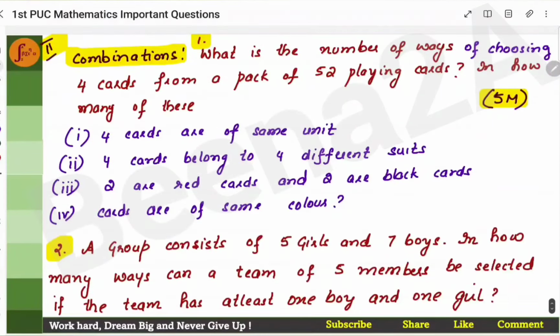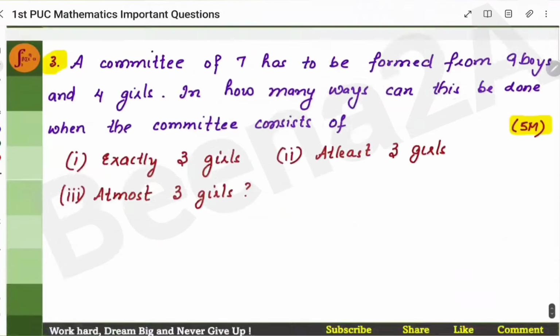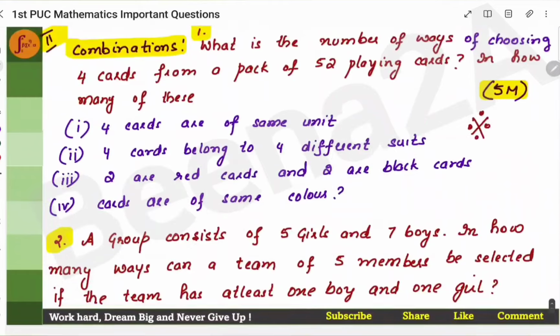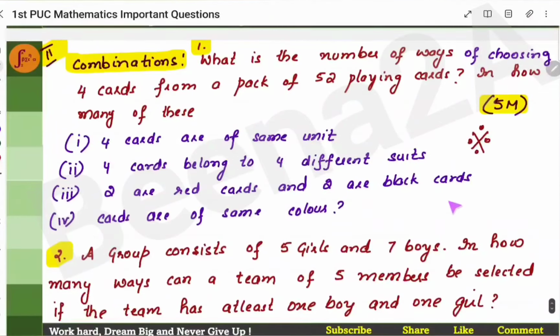Now, this is an important 5 marker. Combinations, right? All combination related problems are important. So here, one example is, what is the number of ways of choosing 4 cards from a pack of 52 playing cards? Then you have to form a committee from 7, with exactly 3 girls, at most 3 girls, at least 3 girls, right? All these combination related problems are important. You need to practice all worked examples and exercise problems.